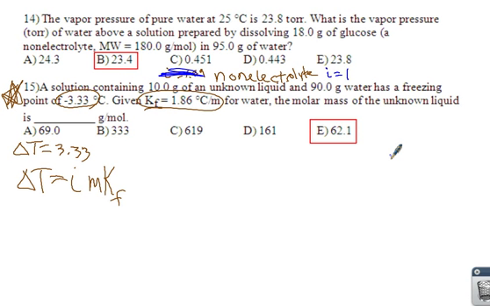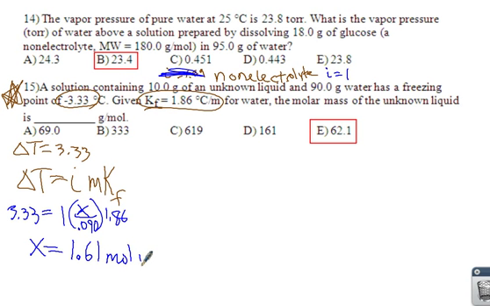All right, so let's see what we can do with this one. We have 3.3 is equal to 1 times, we don't know the molality, but we do know Kf. Kf is 1.86. So we can solve for the molality. And then, oh, we do know part of this, though, don't we? What do we know of the molality? We know the kilograms. So I'm going to go ahead and say the kilograms down here, 0.090. Those are the kilograms of water. And when I solve for x, x is going to represent the moles of unknown. So this is 1.61 moles of the unknown liquid.